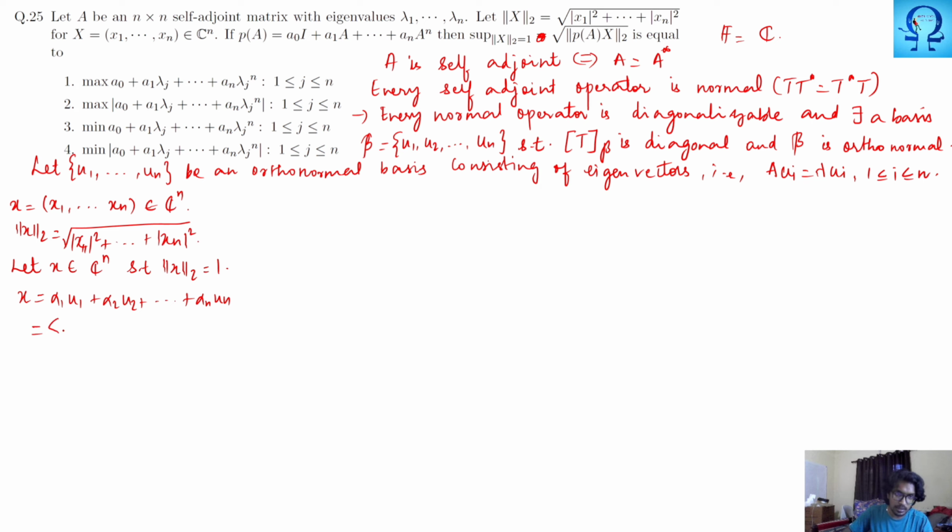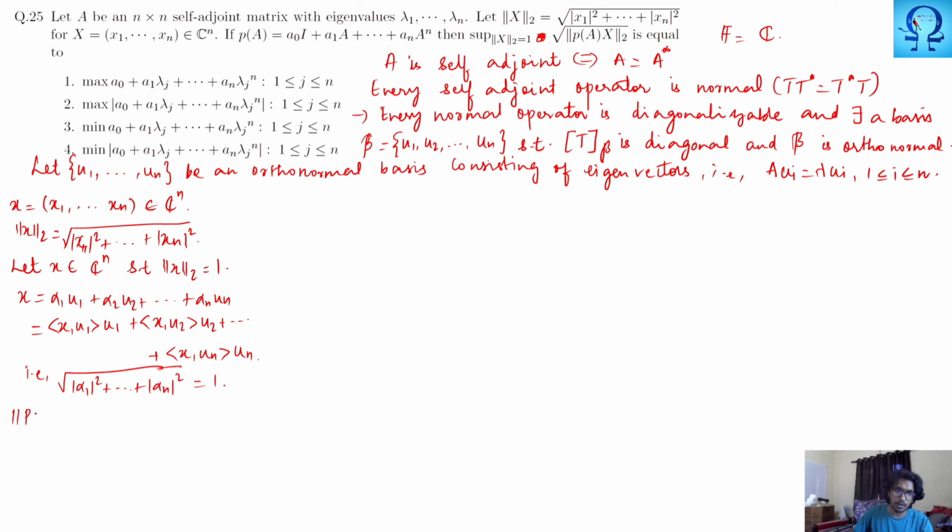So this may be written as x comma u1 multiplied with u1, then x comma u2 multiplied with u2, etc. till x comma un multiplied with un. So this is the way in which you can find the values of alpha 1, alpha 2, etc. alpha n. This clearly tells you that square root of absolute of alpha 1 square, etc. till alpha n square is 1.